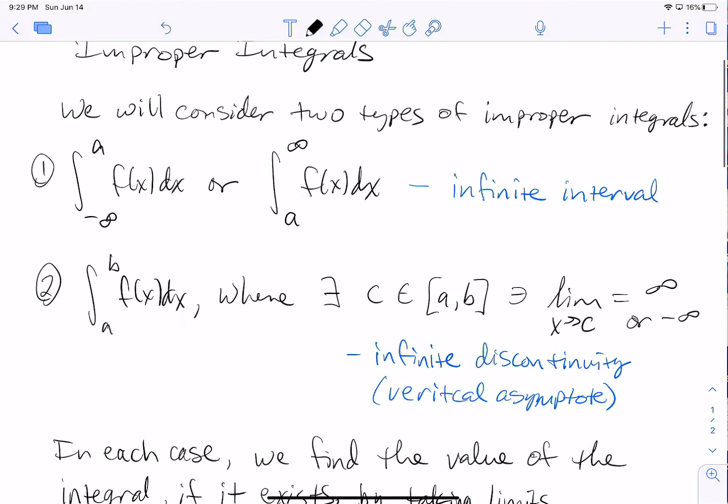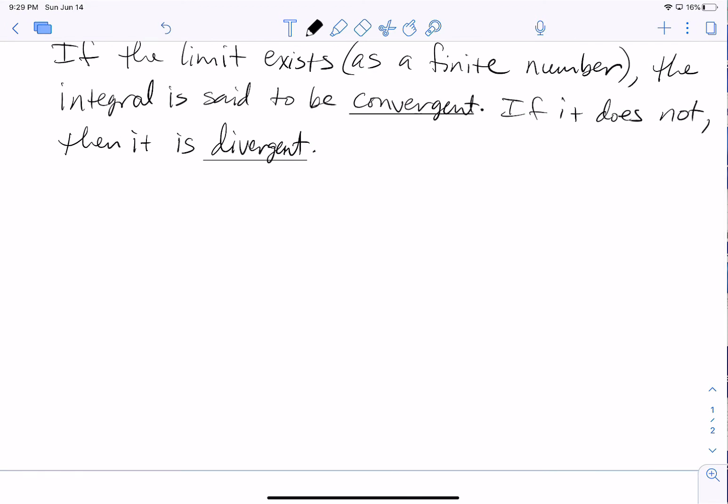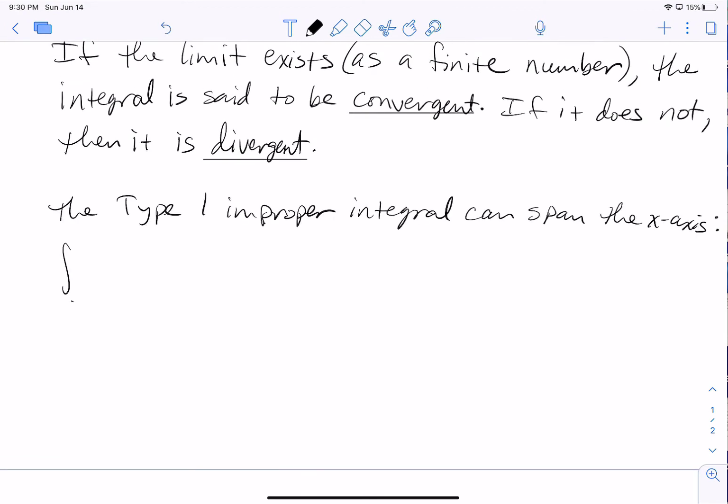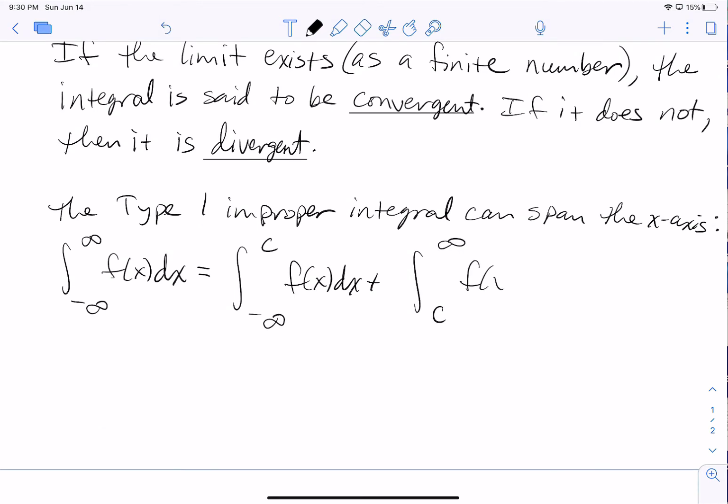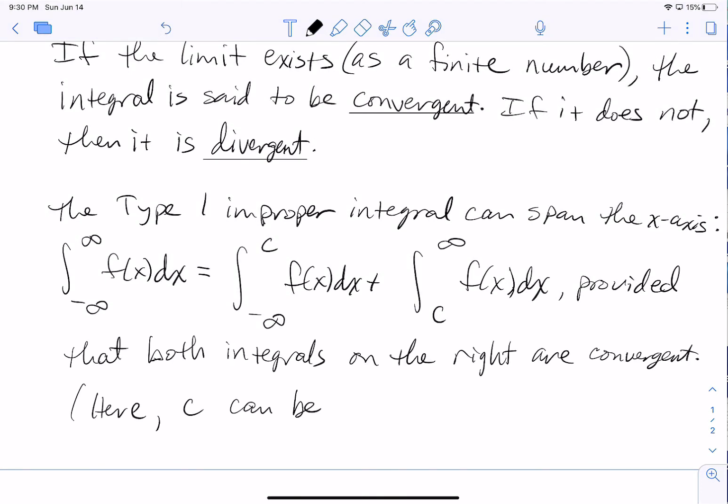And then as a note here, the type 1 improper integral can span the x-axis. That is to say, it could be an integral from negative infinity to infinity of f of x dx, in which case we would express it as the integral from negative infinity to c of f of x dx plus the integral from c to infinity of f of x dx, provided that both integrals on the right-hand side are convergent. And in this situation, c can be any real number.